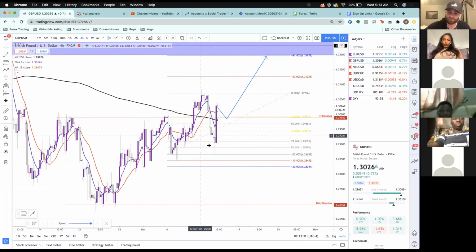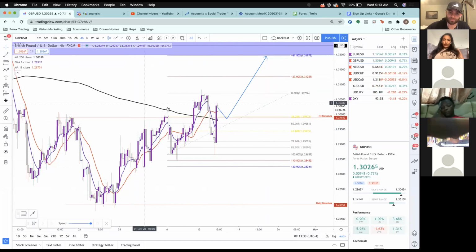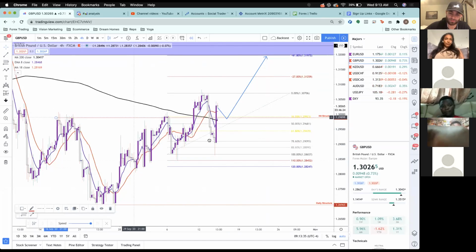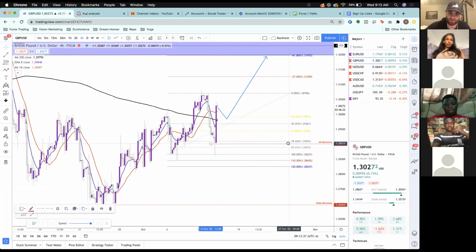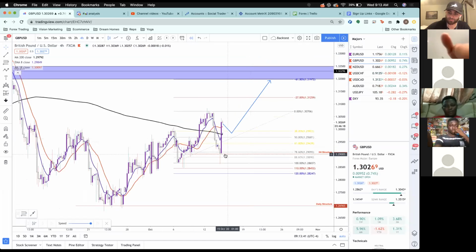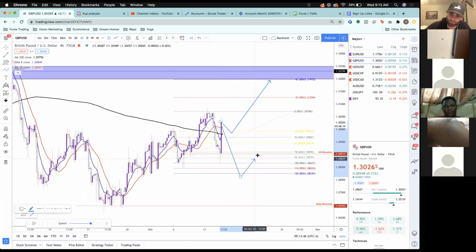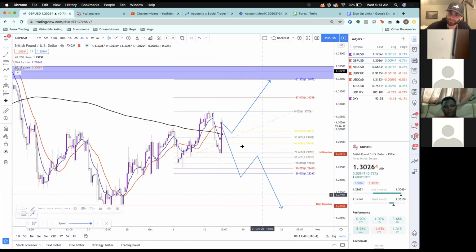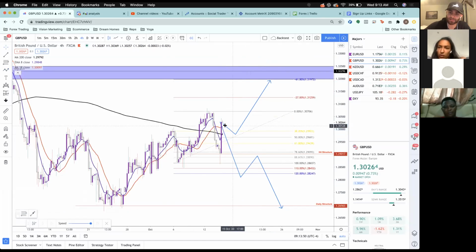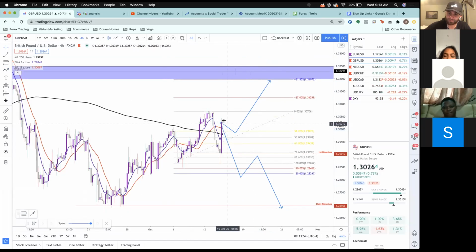And if it breaks all the way below, we can now shift this around. This is now our 4-hour structure right here. So if we break below this level, that is when we would not consider any more buy opportunities down here. And why am I lining this off? Why am I using this level as a potential reversal?